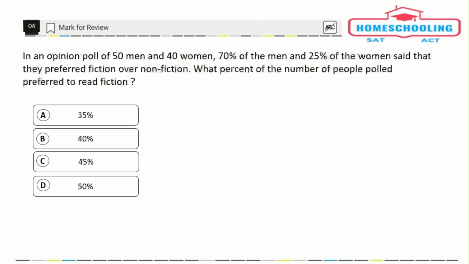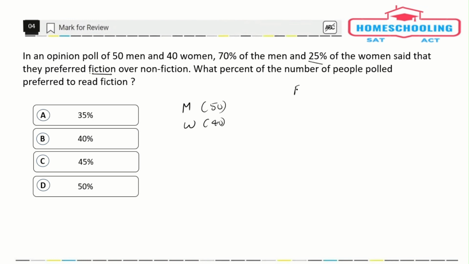Now moving to the next question. In an opinion poll, 50 men and 40 women are there. So men are 50, women are 40. 70% of men and 25% of women said that they prefer fiction over non-fiction. So they read fiction. 70% of men read fiction and 25% of women read fiction.